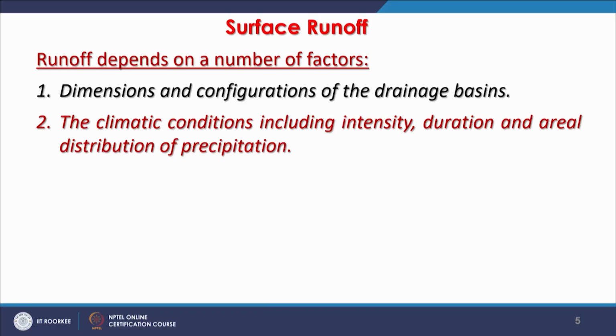Further, climatic conditions including intensity, duration, and areal distribution of precipitation. Nowadays, we are observing that the intensity of rainfall is increasing, because people attribute it to climate change. Duration has reduced and areal distribution of precipitation may not be as extensive as in the past. So, what I am trying to say is that the spatial distribution of precipitation is also changing, and what is it contributing? It is contributing more surface runoff, because intensity is high, duration is less.